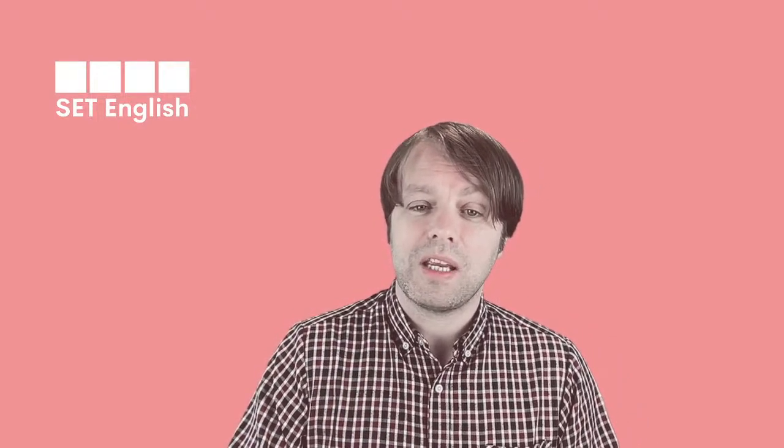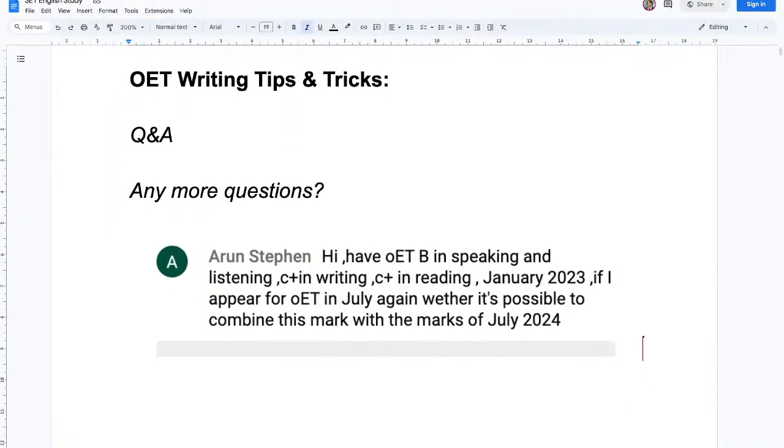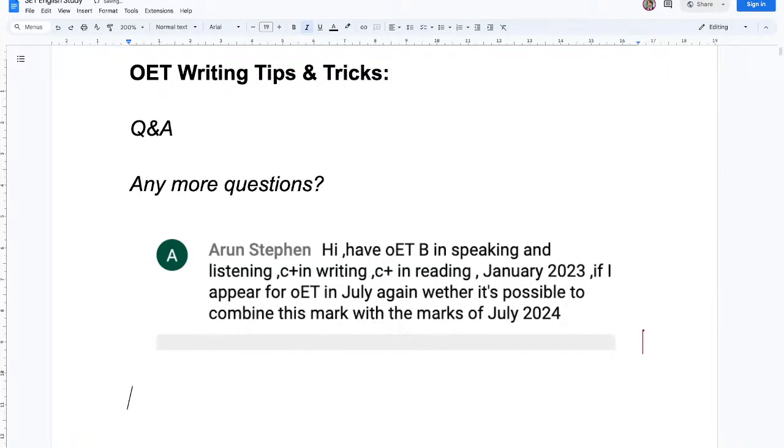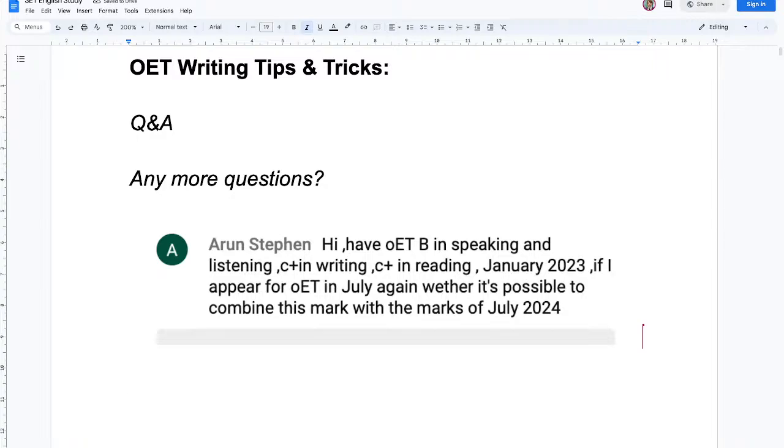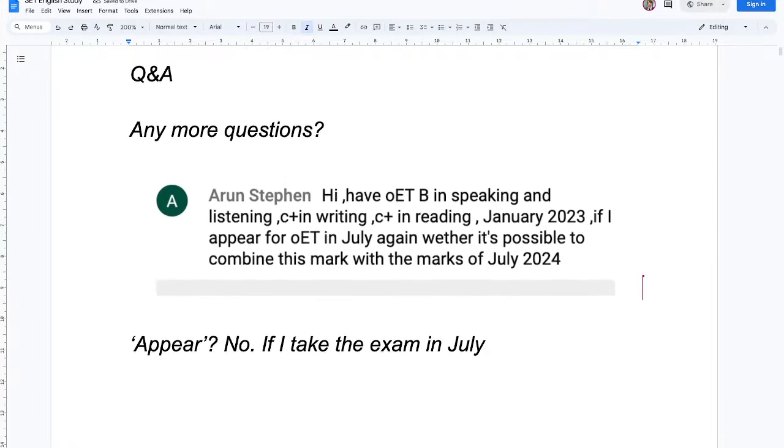So Arun, you're saying to me, hi, I have OET B in speaking and listening, C+ in writing, C+ in reading, January 2023. If I appear for OET in July again, is it possible to combine this mark with the marks of July? And the answer to this, so firstly, Arun, we don't say appear. We say, if I take the exam in July. So if you take the exam in July, can you combine the marks?